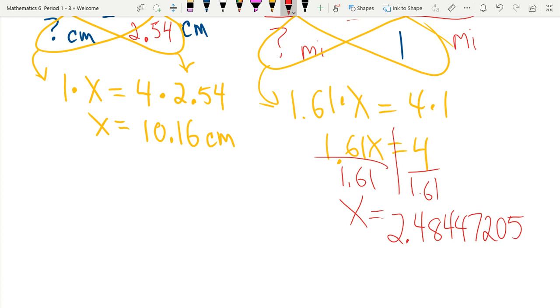2.48447205. A lot of us on that test got some wrong because it said round to the hundredths place. The second number is the hundredths place. We look to its neighbor, and since that's under 5, we leave it. So it's going to be 2.48, and then this is miles.